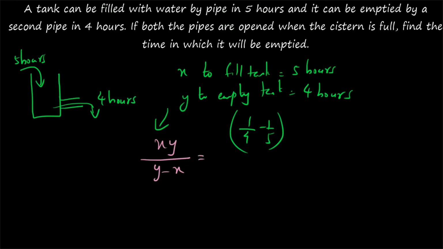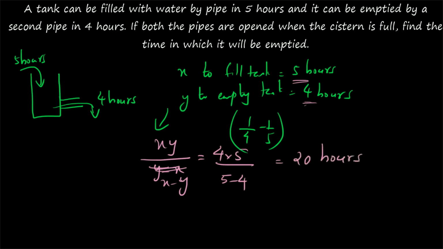So here the emptying will be taking place first, or this is more, understood? For the general formula, here x minus y will come because x is higher. The time taken for filling the tank is higher when compared to the time taken to empty the tank. So the total time taken will be xy divided by x minus y. Just remember everything will be positive, so you just subtract. Don't be confused. So xy, 4 into 5 divided by 5 minus 4, so it will be 20 hours. So the tank will be empty in 20 hours.